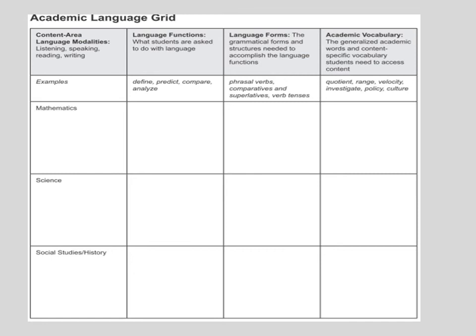These are the grammatical forms and the structures that the students are going to need to accomplish those language functions. Do they need to understand phrasal verbs, comparatives and superlatives, such as funny, funnier, funniest, or verb tenses? These are all important components in being able to perform the language functions that we're asking of them.